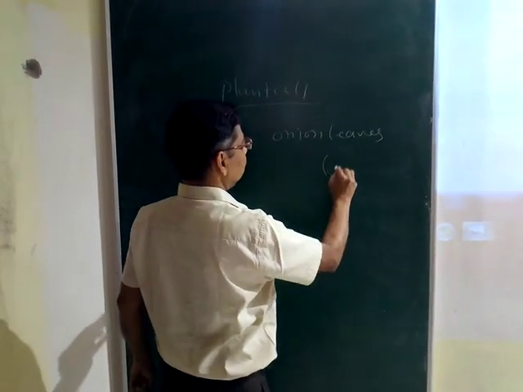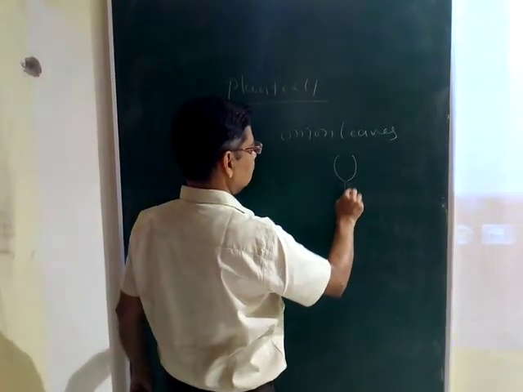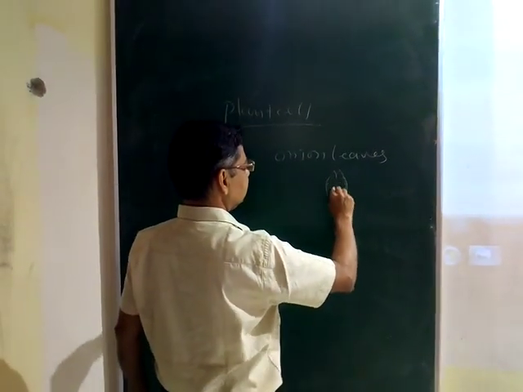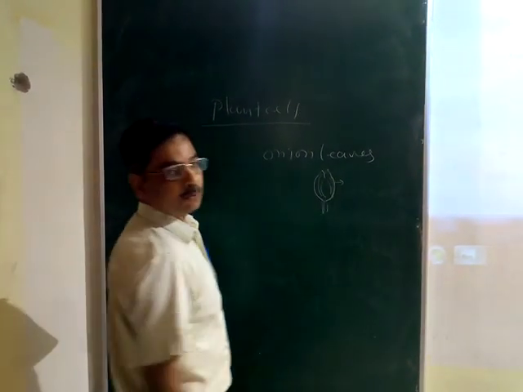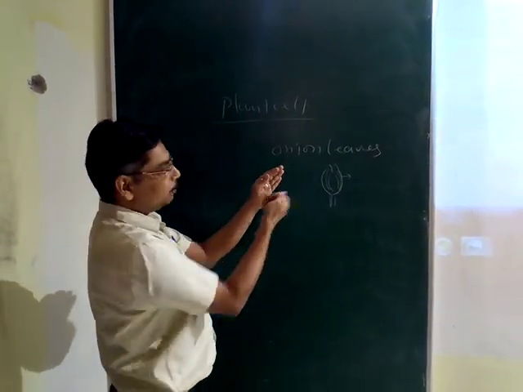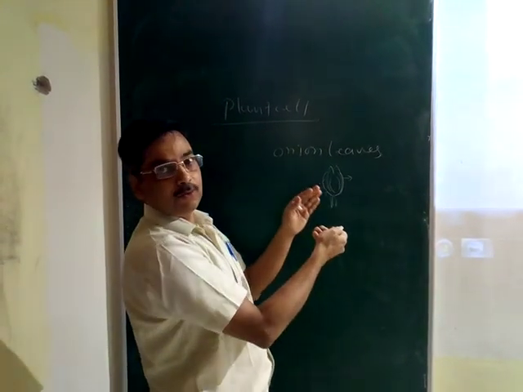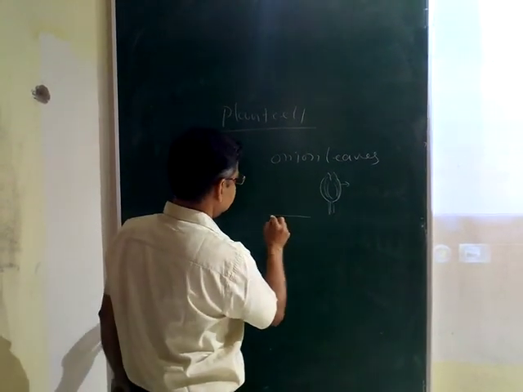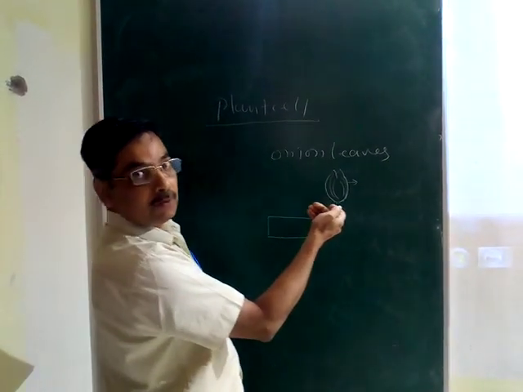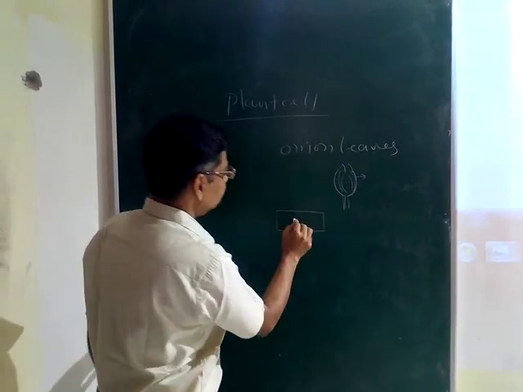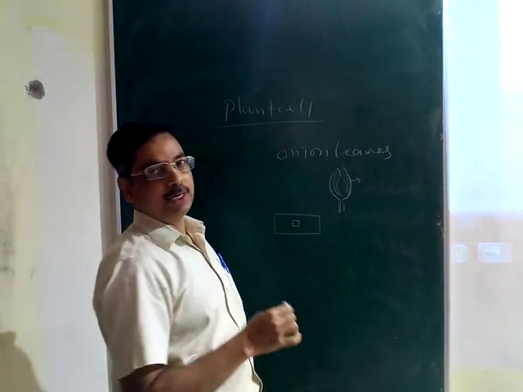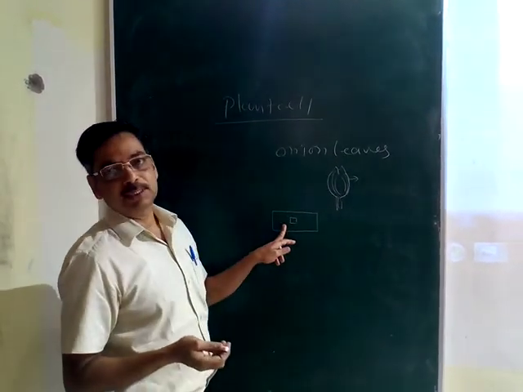Suppose you have seen that this is an onion, and these are the leaves of the onion. We peel out the onion leaves and, from the inner side of the leaves, we take out the membrane and put this membrane over the slide. By cutting with a blade or scissors, we give it a rectangular shape, or any shape we like, and we put it over the slide.